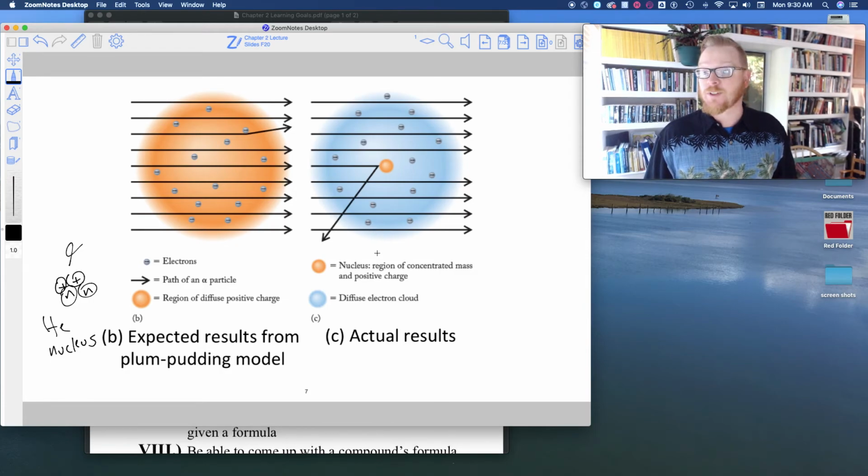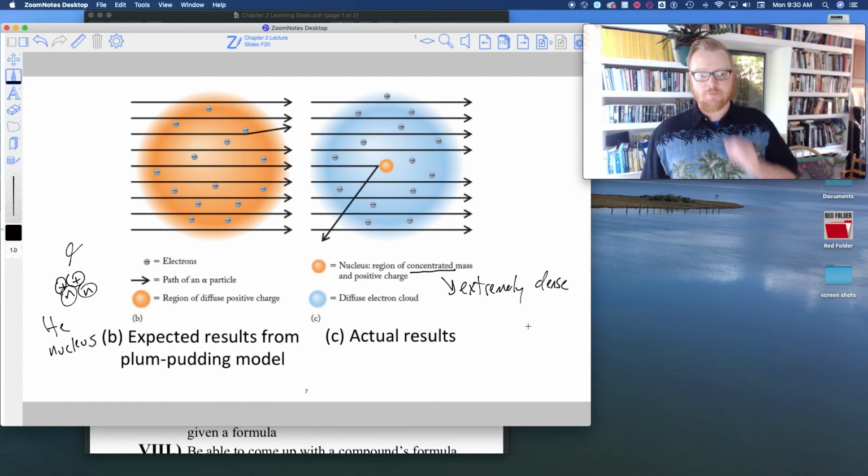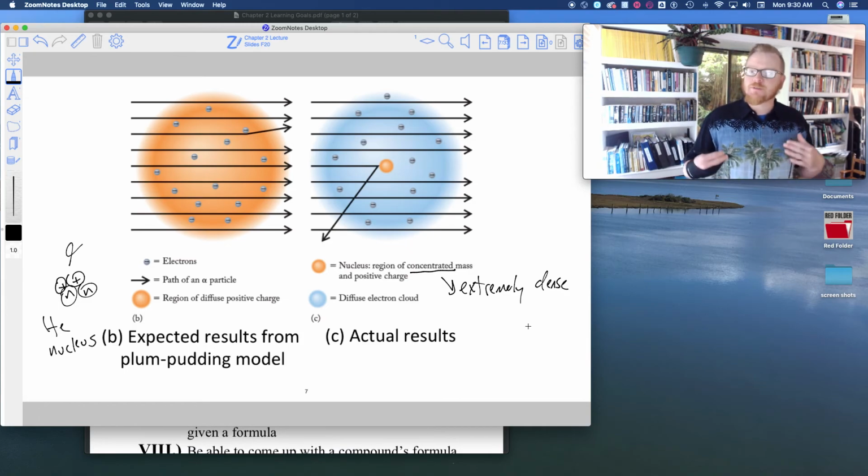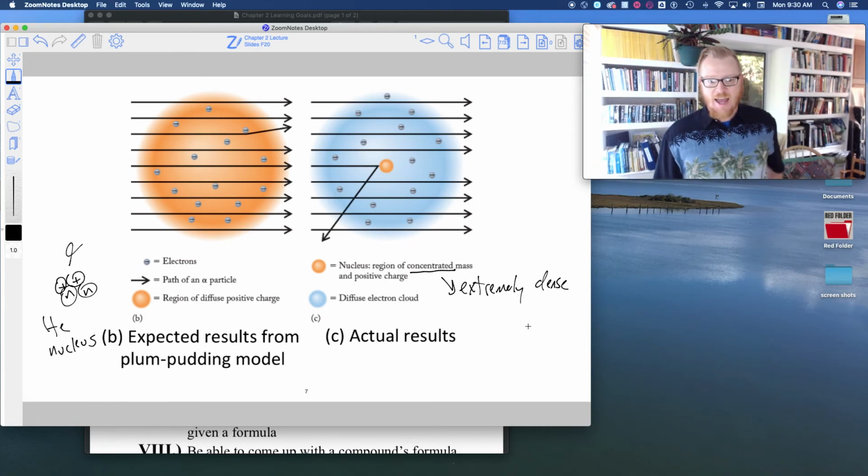So now this is what allowed Rutherford to refine the hypothesis of the structure of the atom. And this was the result. This was the conclusion he came up with. That there had to be some extremely dense, so this says concentrated, I'm going to write extremely dense region of positive charge and mass at the center of the atom.